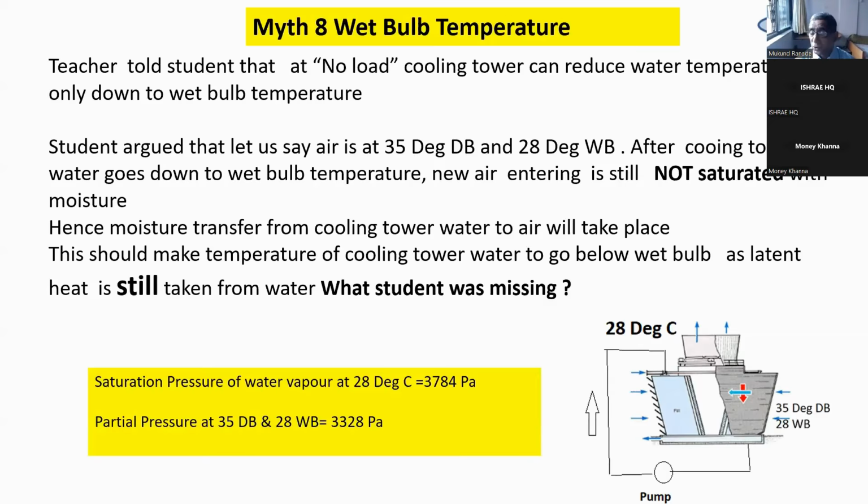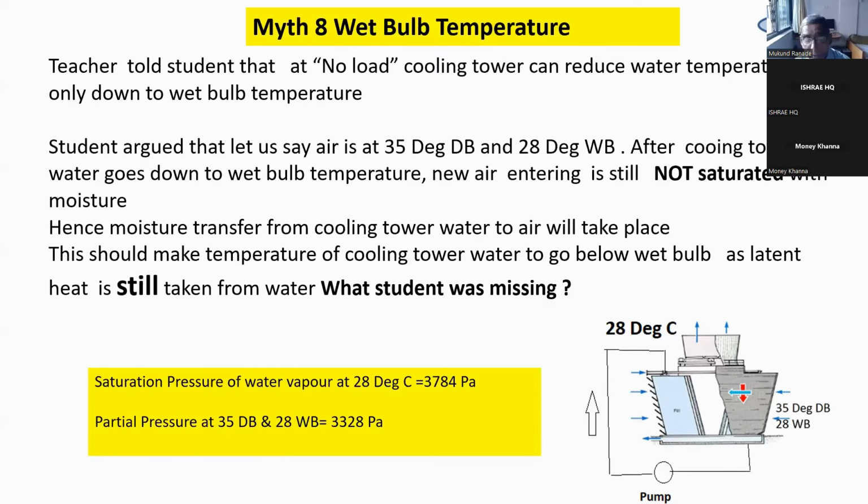And when that moisture goes into vapor form, the latent heat required for converting that liquid water to vapor will be taken by the water itself, and naturally the temperature should go down below 28 degrees Celsius, because it is still getting vaporized, because every time the air coming is new air at 35-degree dry bulb and 28 wet bulb, which is unsaturated air. So some moisture will definitely go.